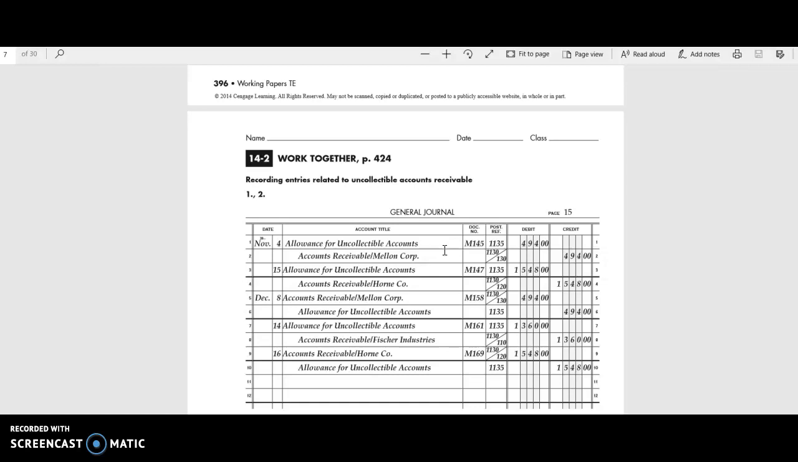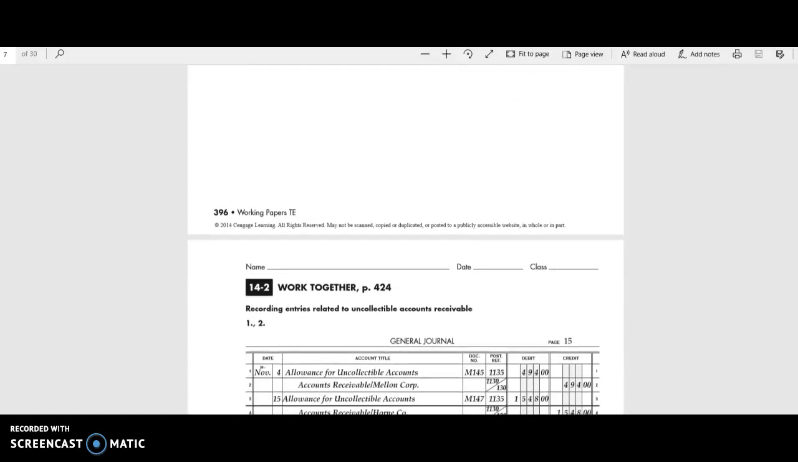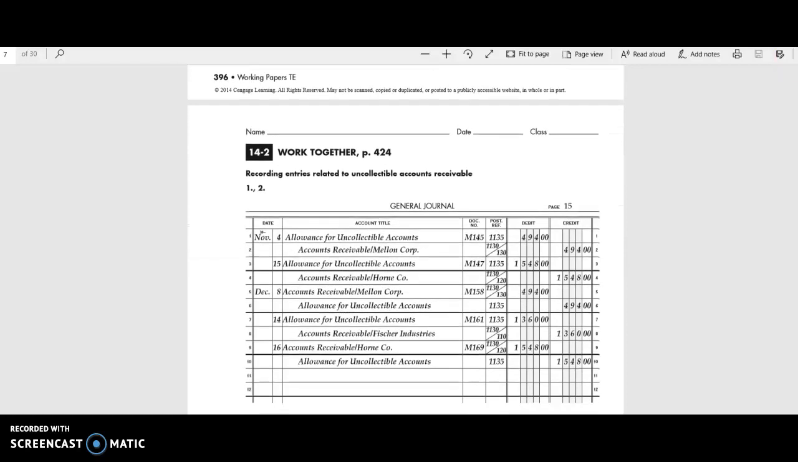When we write it off, what happens is we debit the allowance for uncollectible accounts. If we look back at our general journal from the example in the working together, we credited our allowance for uncollectible accounts, but when we write a customer off, we are going to debit the allowance for uncollectible accounts. Okay, we're going to take away from that expected balance.